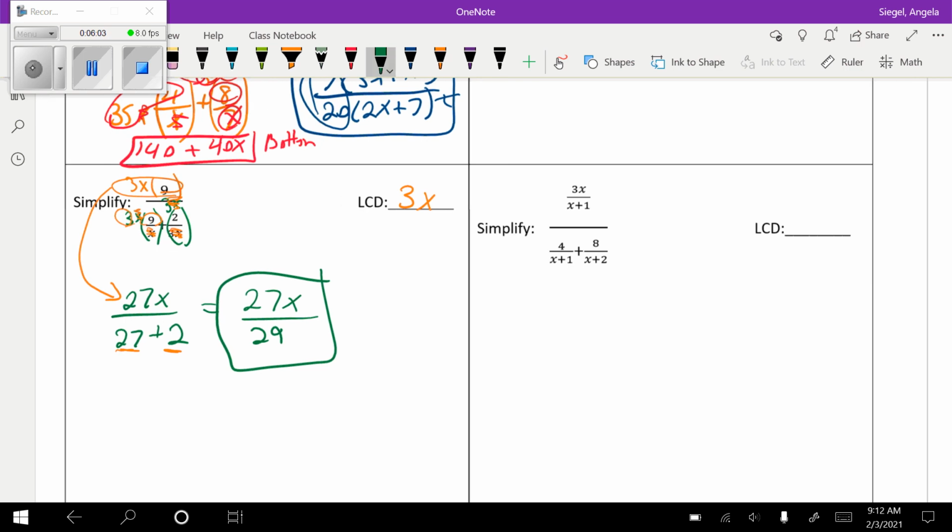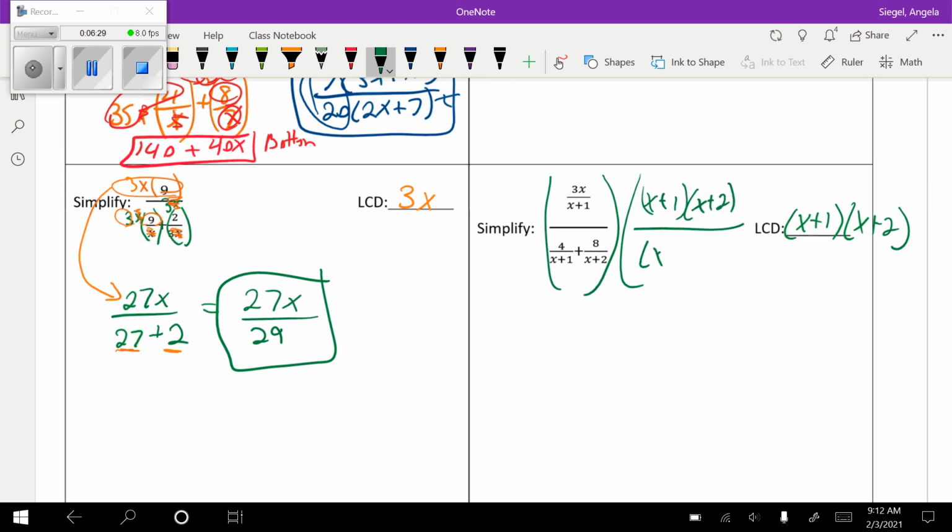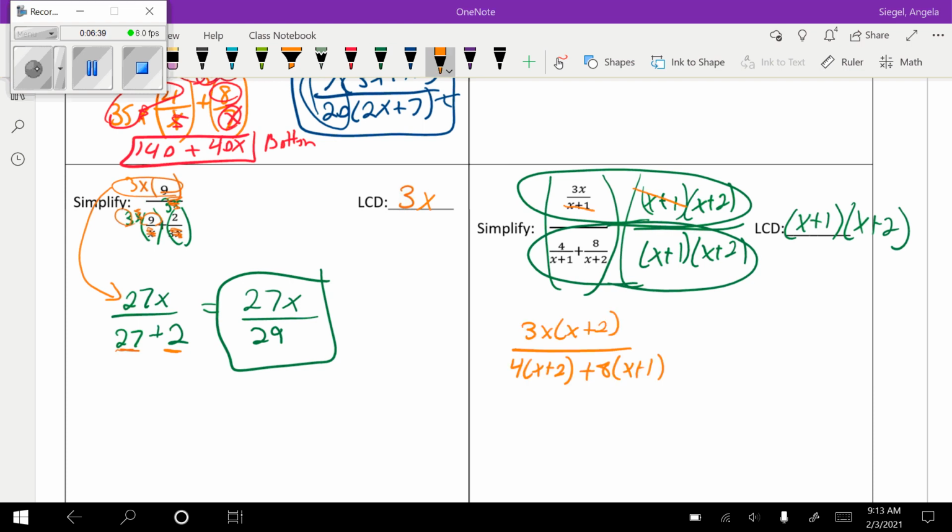Okay. So let's talk about the LCD here. We've got an x plus 1, an x plus 1, and an x plus 2. So we just need to be sure that we represent the x plus 1 just one time in each place, and then x plus 2. Okay, so this is our LCD. So we're going to multiply everything through by x plus 1 times x plus 2 on top, and x plus 1 times x plus 2 on bottom. So I'm going to focus on this, then I'll focus on that. See if you can do each section by yourself.